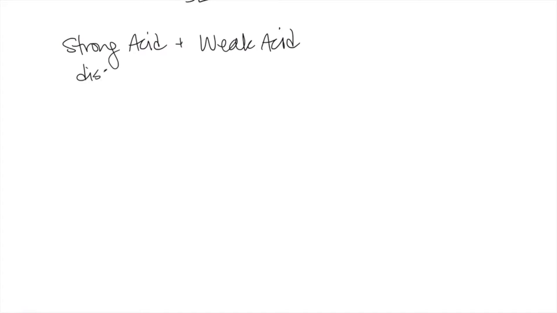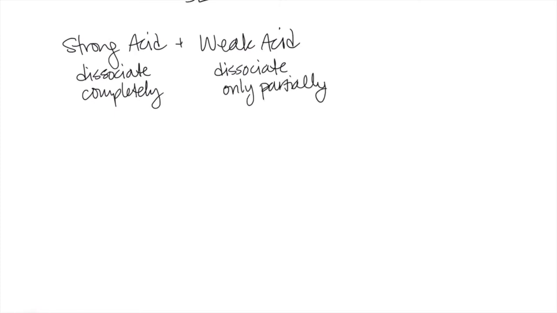Okay, now I'm going to move on and I'm going to be mixing a strong acid and a weak acid. Strong acid and weak acid. First thing, we're going to use our brains to think about this. We know strong acids dissociate completely, and that weak acids dissociate only partially. If that's the case, then we always deal with the strong thing first.